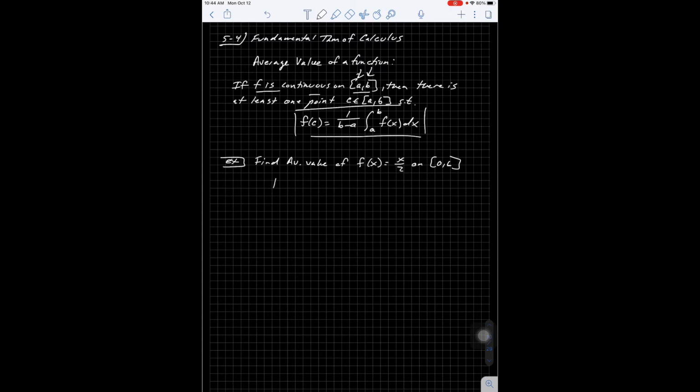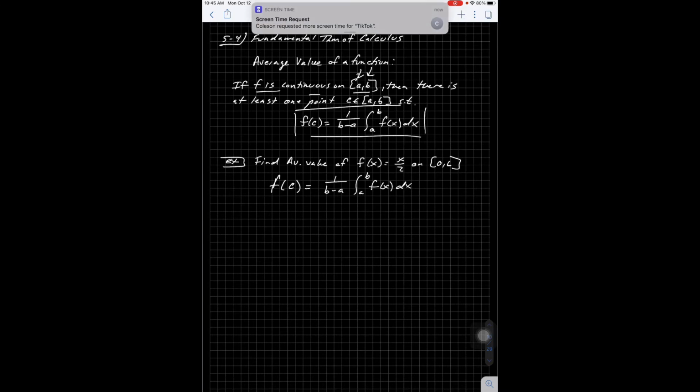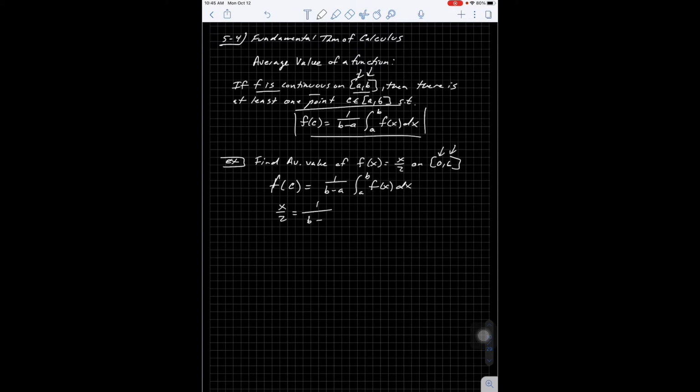Right? So you're going to pull out your formula, f of c. This is your average value formula. And we're going to start plugging in some values. All right, so the function evaluated at c is x over 2. And b is 6, and a is 0. And again, right here, that doesn't look like a 6. That looks like a b, sorry. Okay, and then b up here is 6, and a is 0. And the function is x over 2 dx. So that fills that in.